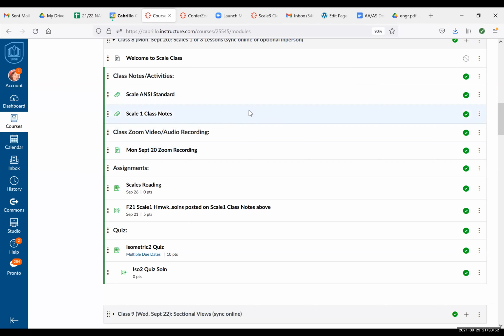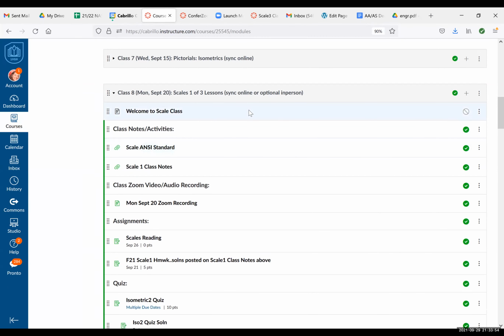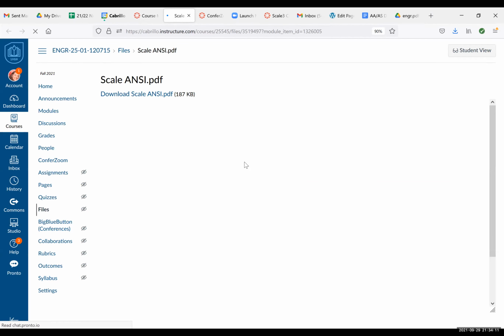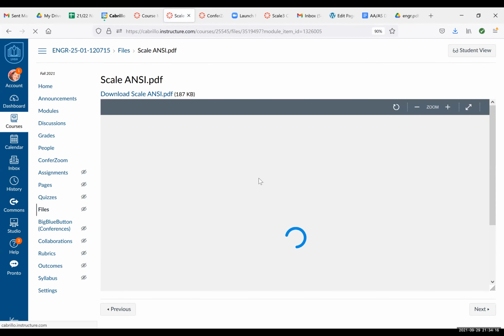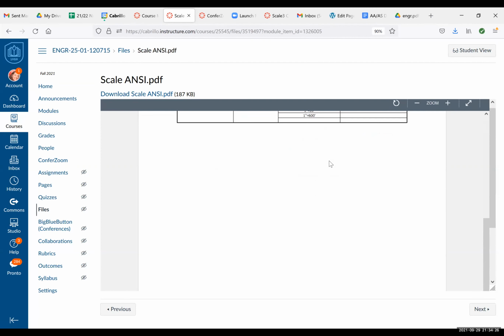Okay, so let's start, and we'll flip flop back and forth. Let's look at the first sheet. Again, I'm at the first scales lesson, looking at our first class notes, and I'm going to open this up. It's taking a little time to open up. Oh boy, it's really taking a lot of time to open up. There it is.